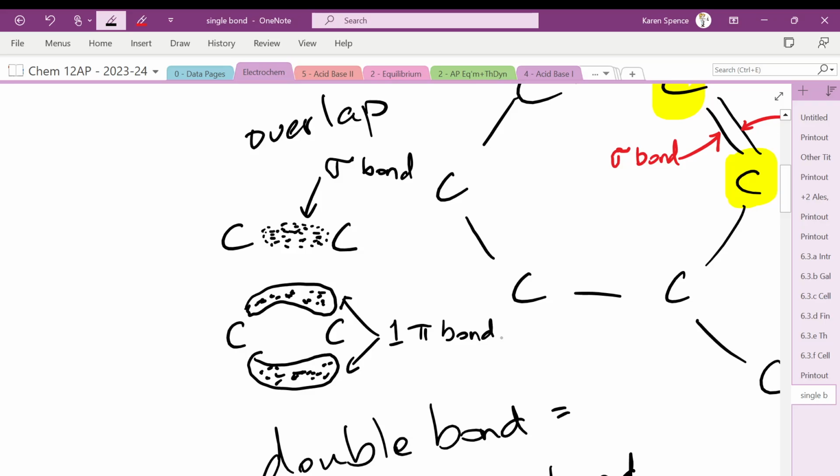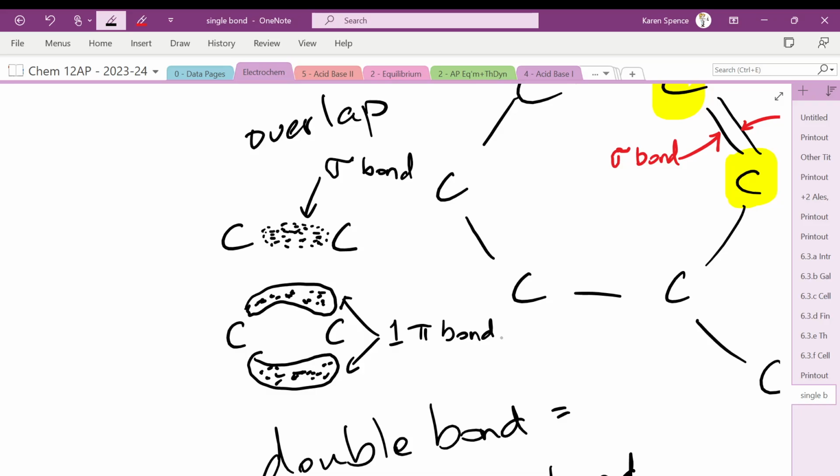Okay, and if you had a second pi bond, what would you have? If you had a sigma bond and 2 pi bonds, what would you have? You have a triple bond. So the pi bonds are here and here, right? Where would my second set of pi bonds go? Yes, top and bottom, front and back.